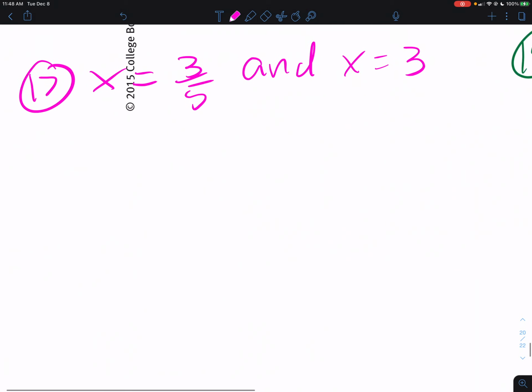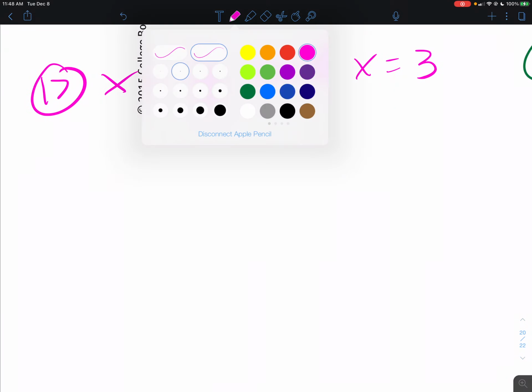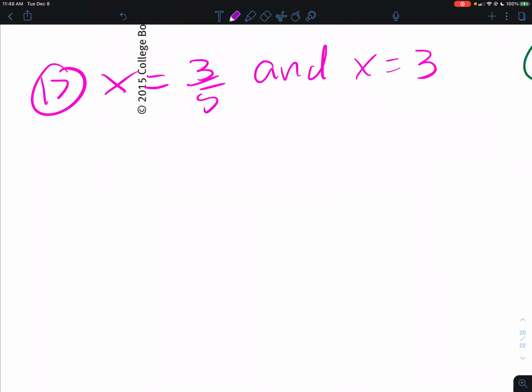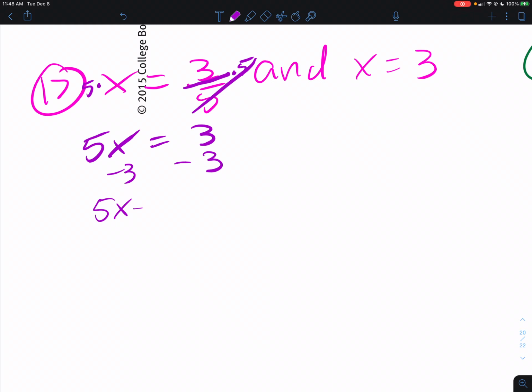Okay, number 17. x equals 3/5 and x equals 3. So think of this as 3 divided by 5, so we'll multiply by 5 on both sides and get 5x equals 3. That's a positive 3, so we need to subtract it because 3 minus 3 is 0. So we get 5x minus 3 equals 0. And then over here I've got x equals 3, so we'll subtract the 3 to get 0. We get x minus 3 equals 0.